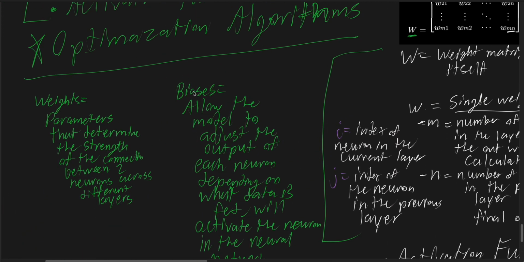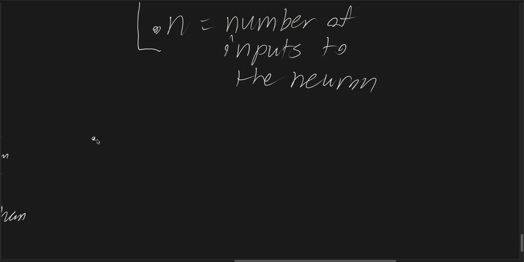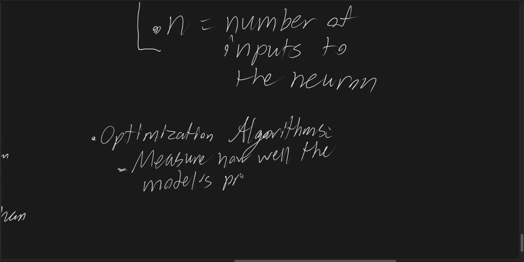But then the next part that we have, we'll be focusing on optimization algorithms. Optimization algorithms are applied after each activation function is considered for each neuron. When they're applied to each neuron during training, they measure how well the model's predictions align with the actual data.